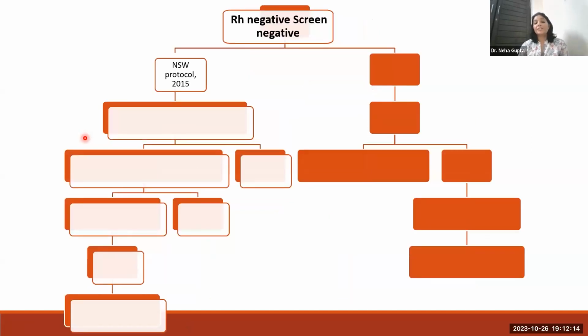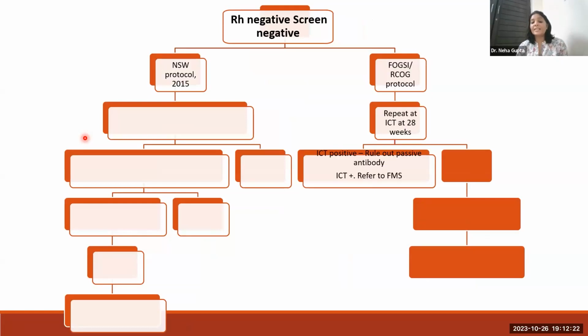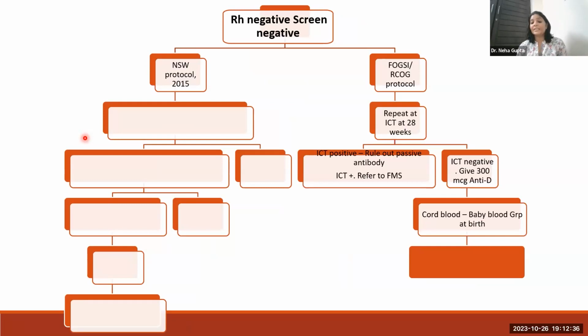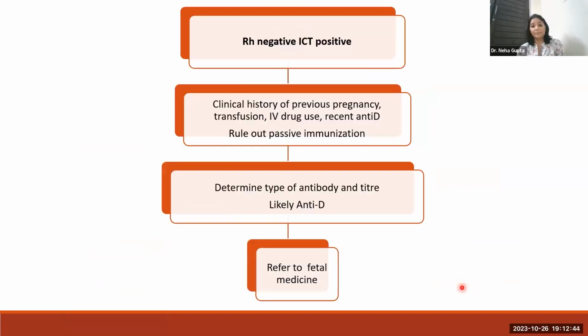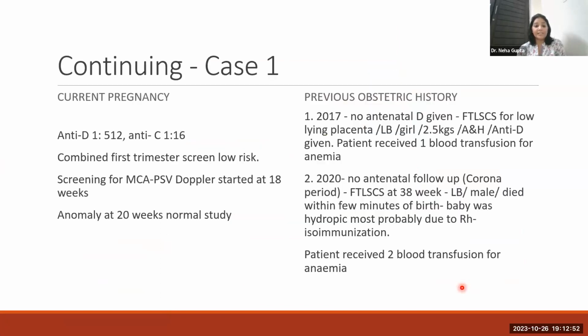For the mothers who are Rh negative and screen negative, the usual protocol that we follow is that the repeat ICT is done at 28 weeks. If it is ICT positive, then you rule out passive immunization, and if still positive, refer to a fetal medicine specialist. If it is negative, you give antenatal prophylaxis, determine the baby's blood group at birth, and if positive, you give anti-D, and also do a maternal fetal hemorrhage test if it is available. For ICT positive, determine the history, rule out passive immunization, determine antibody and titer, and refer to a fetal medicine specialist.